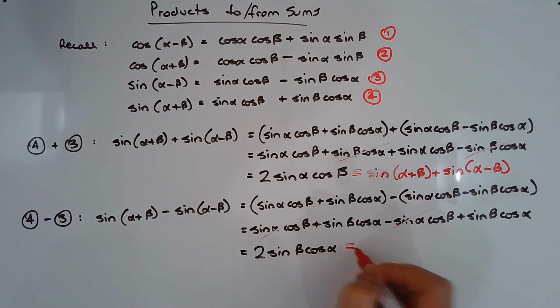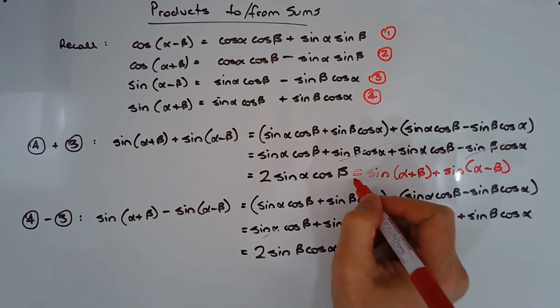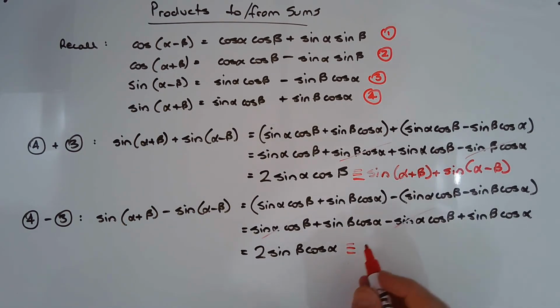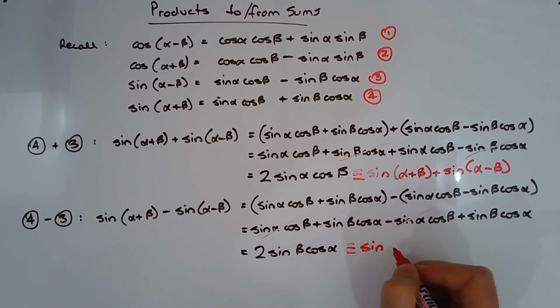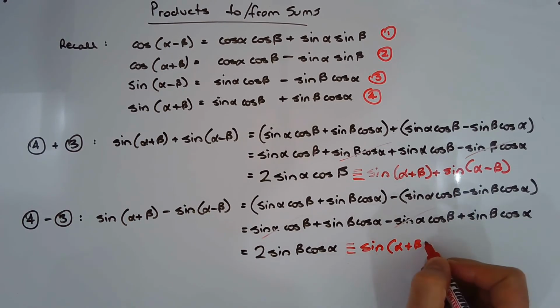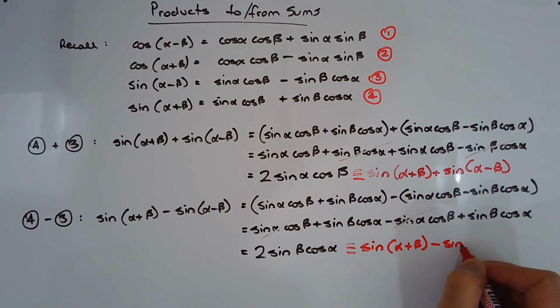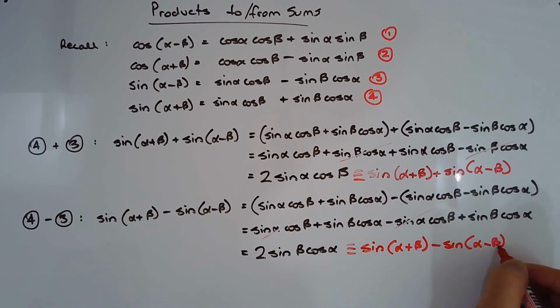So again, just writing that as an identity, we could write it as, actually they're both identities there, that's identical to sine of alpha plus beta minus sine of alpha minus beta.